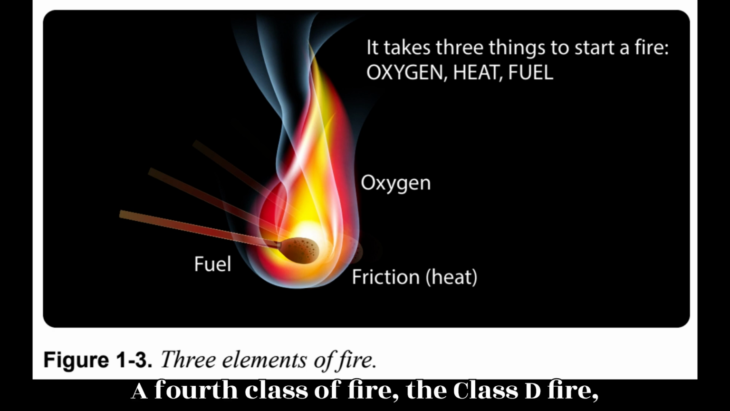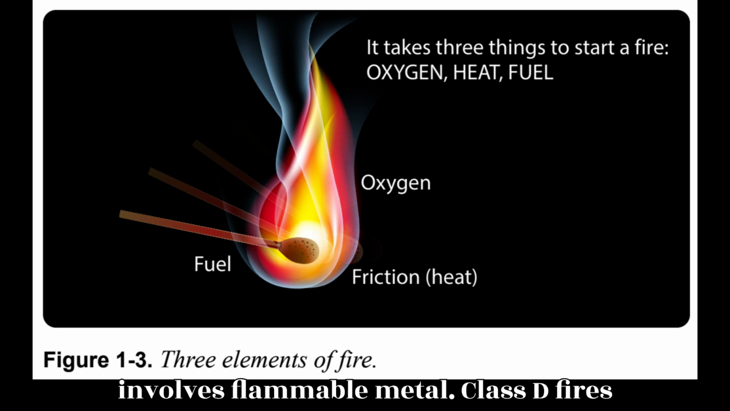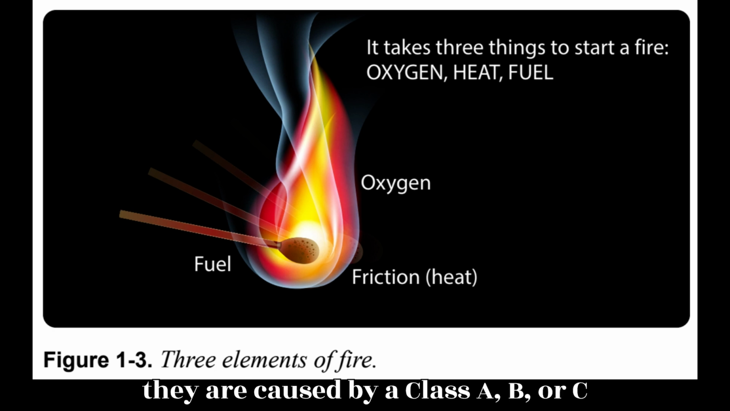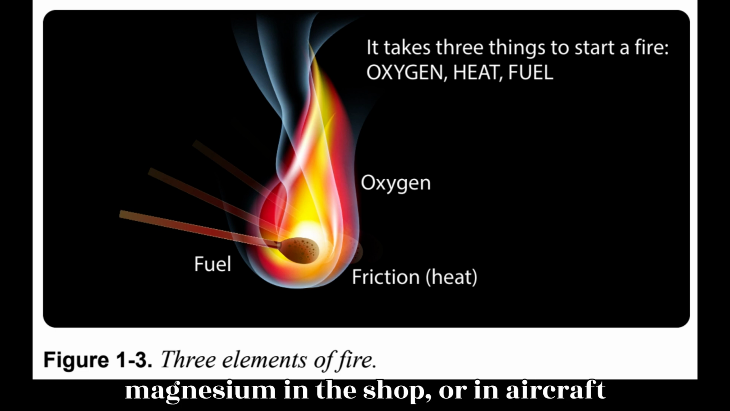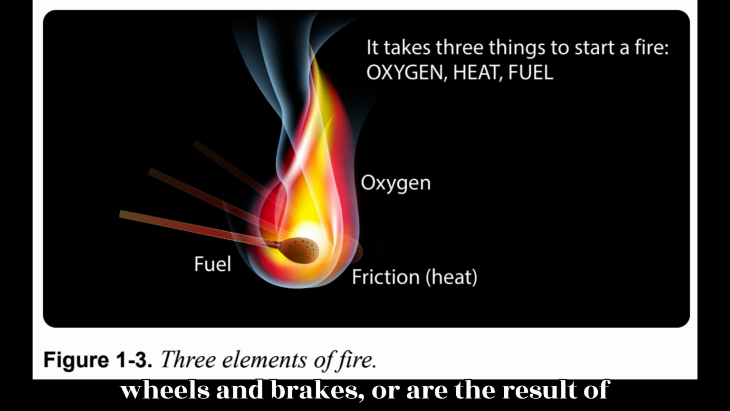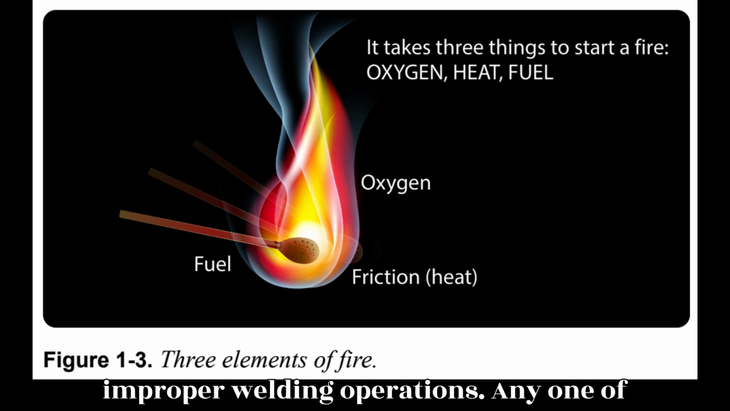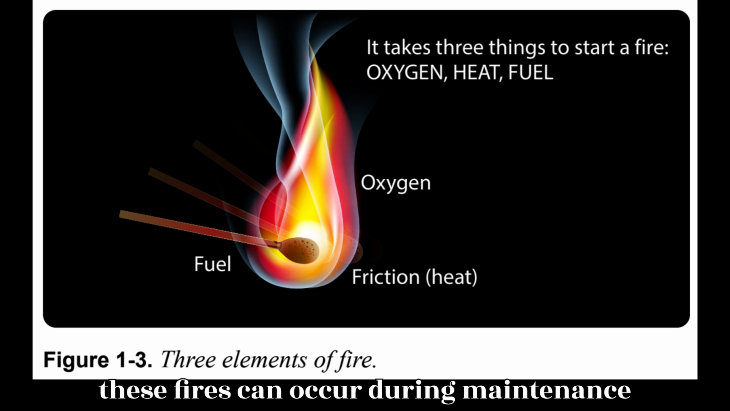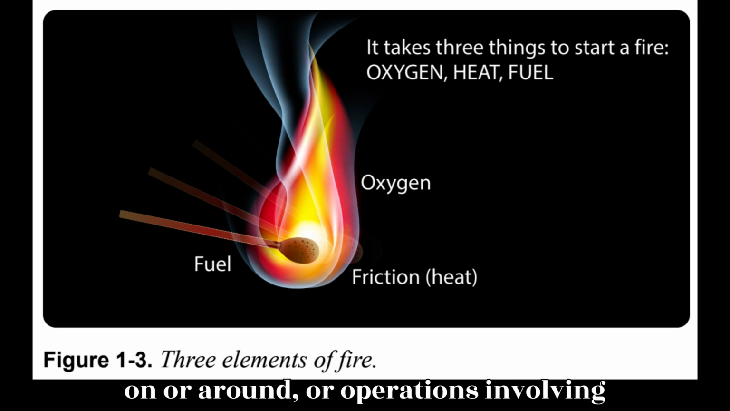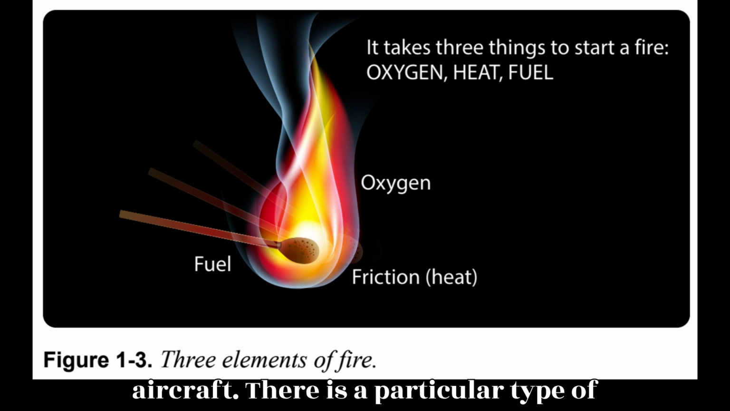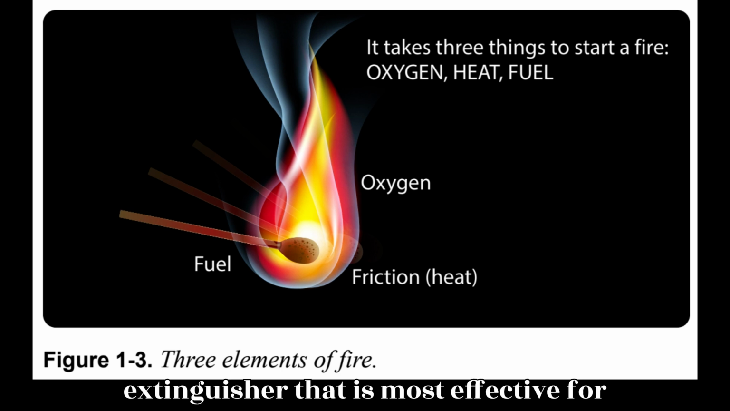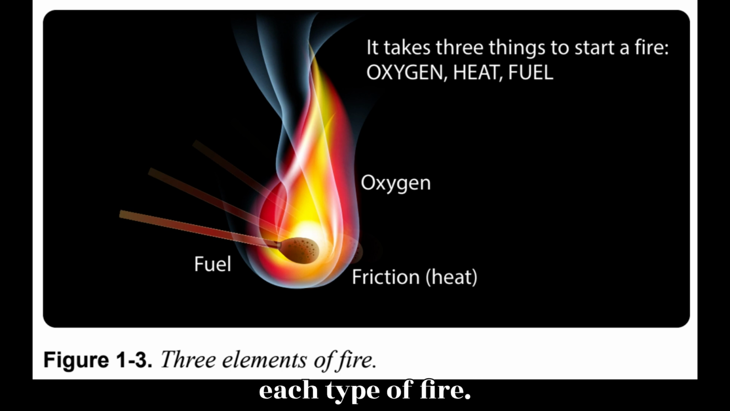A fourth class of fire, the Class D fire, involves flammable metal. Class D fires are not commercially considered by the NFPA to be a basic type of fire since they are caused by a Class A, B, or C fire. Usually Class D fires involve magnesium in the shop, or in aircraft wheels and brakes, or are the result of improper welding operations. Any one of these fires can occur during maintenance on or around, or operations involving aircraft. There is a particular type of extinguisher that is most effective for each type of fire.